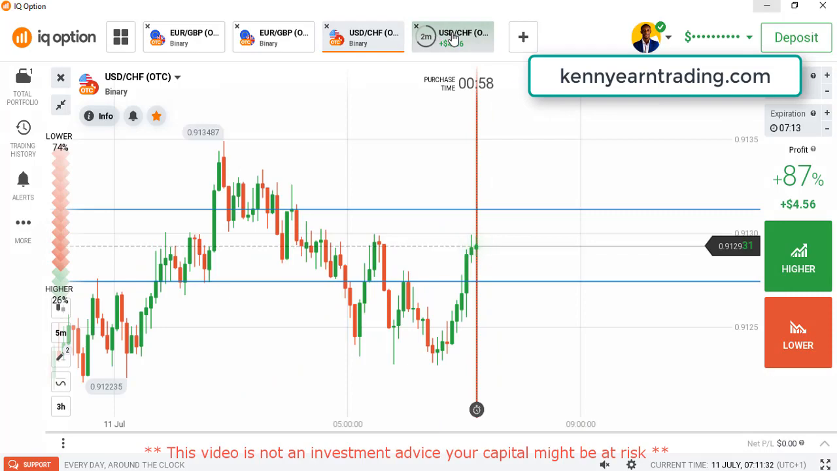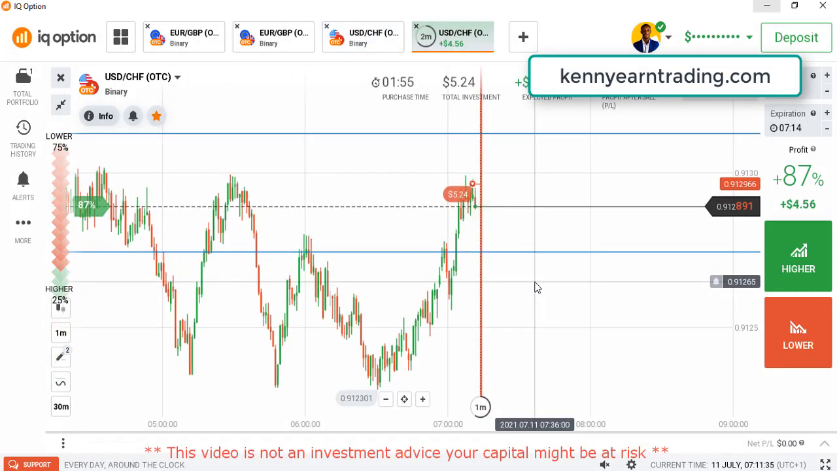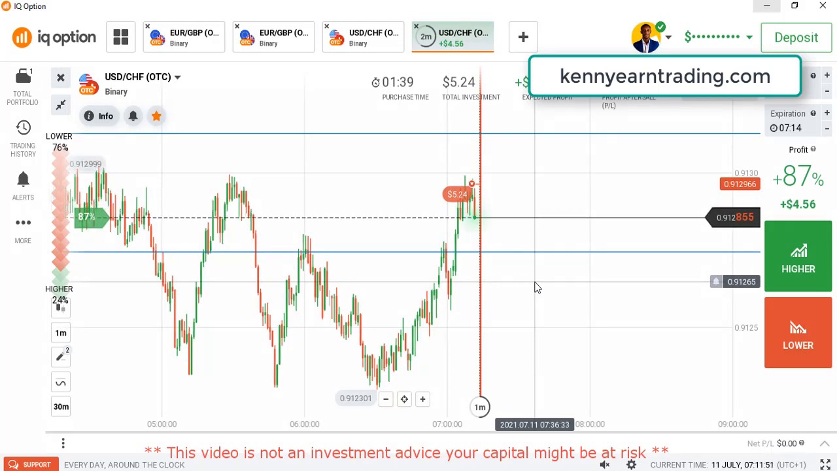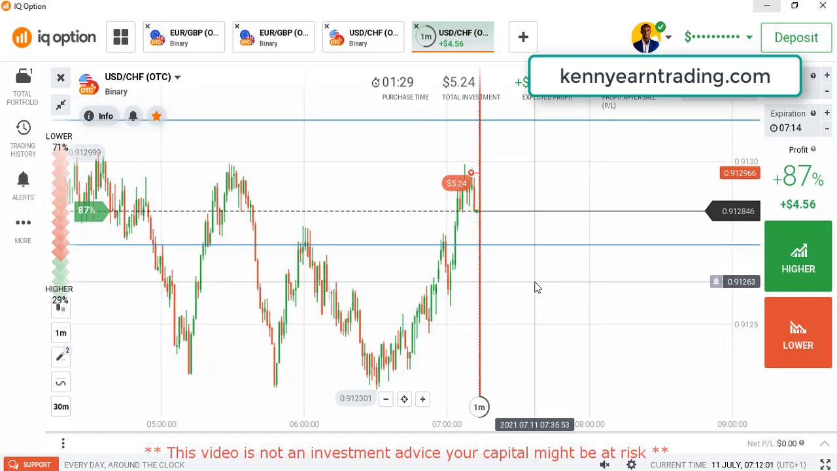So looking at this trade, we have about 2 candles left, and the trade is running already in profit. I think we had a sniper entry point there, and I'm getting more sellers entry into the market. That looks good. That looks good.